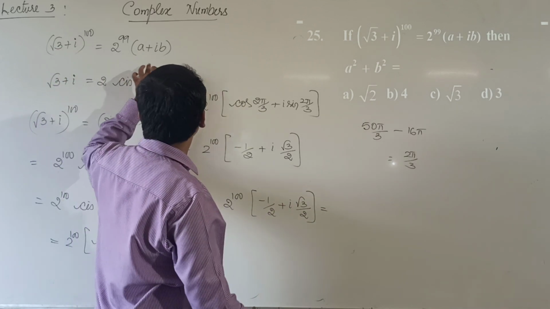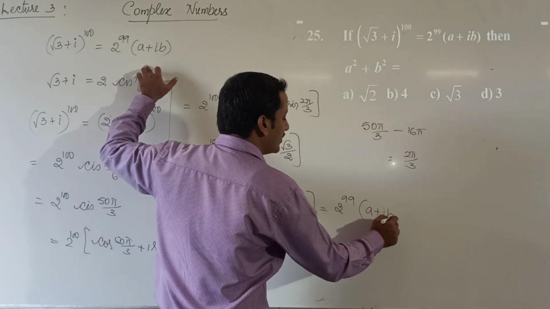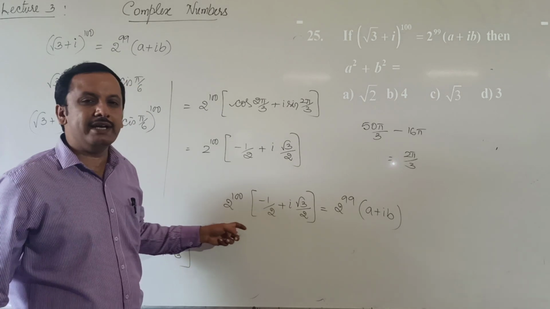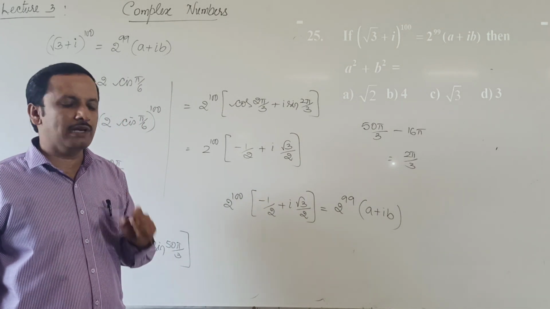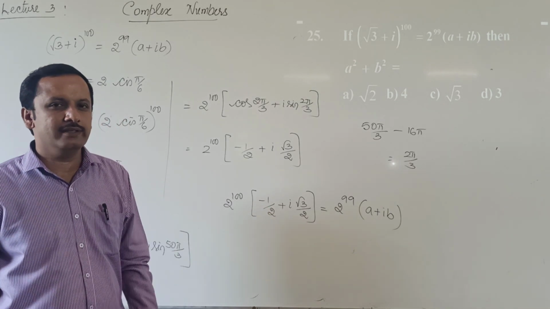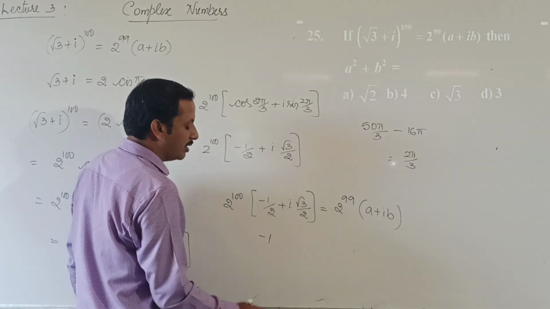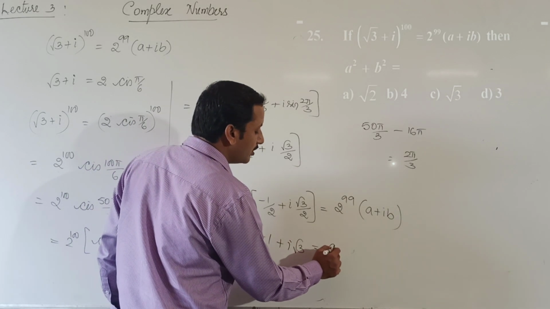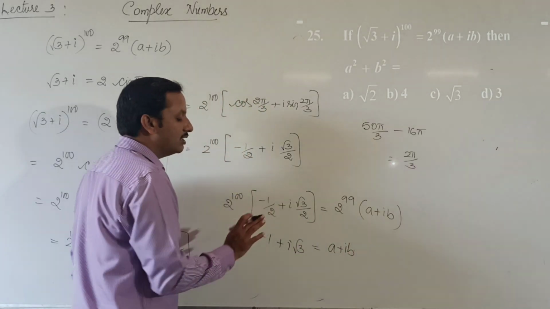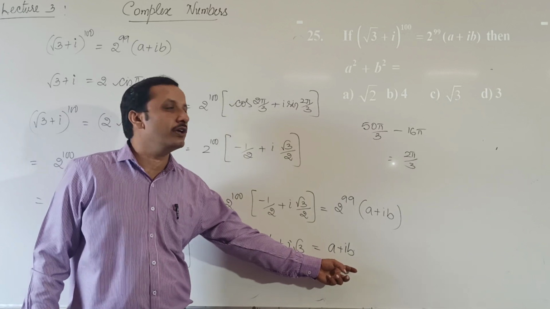Then on RHS I will substitute this 2 power 99 into a plus ib. Okay, here we have 2 power 100 and here we have 2 power 99. 2 power 99 gets cancelled. Another 2 will remain. That 2 I will take inside. So when I take that 2 inside, here 2 gets cancelled, minus 1 will remain. Here also 2 gets cancelled, i root 3 will remain. That is equal to a plus ib, because I have cancelled that 2 power 99. Okay, so minus 1 plus i root 3 is equal to a plus ib.